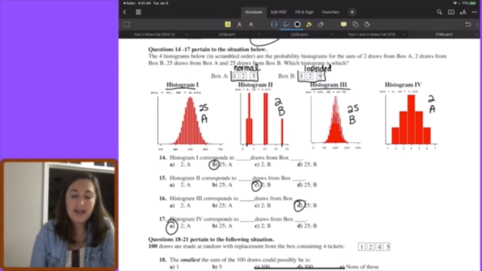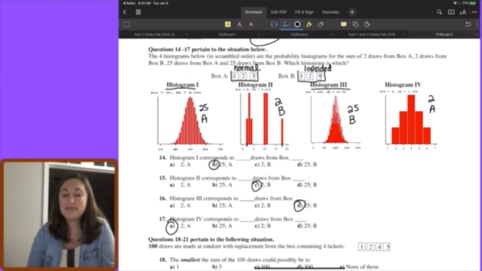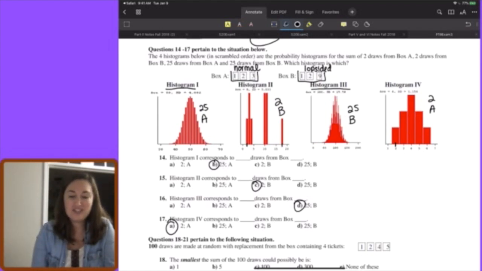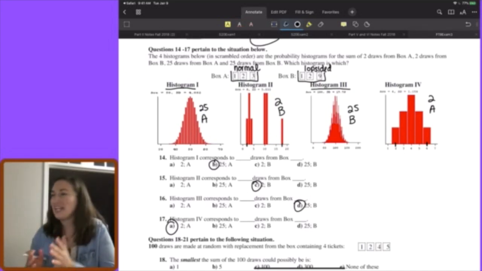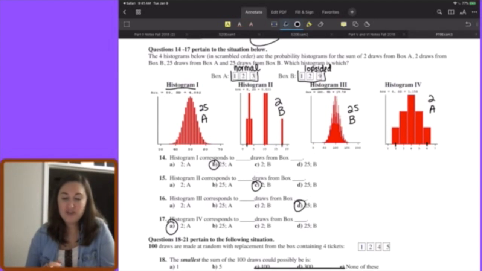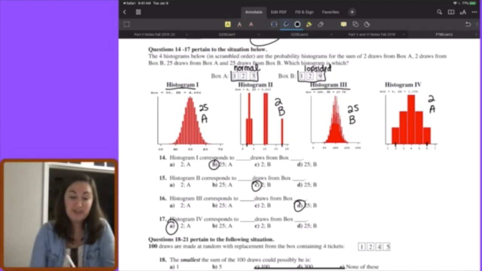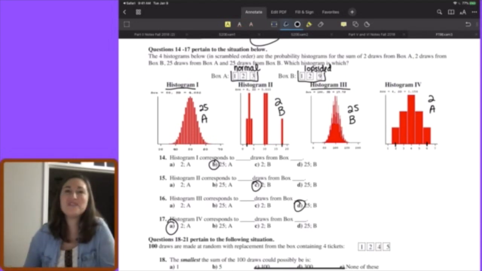Whereas box A, if I draw 2 times out of it, the smallest sum I can get is 2 ones, which is 2 right there. And then the biggest sum I can get is 2 threes, which is 6 right there. So that's another way to think about that. Maybe that would help. But yeah, there's a bunch of different ways to do this. You can look at it, you can think about drawing out of the box actually. You could calculate the expected value if you wanted to for the 25 draw ones, but all of them work.